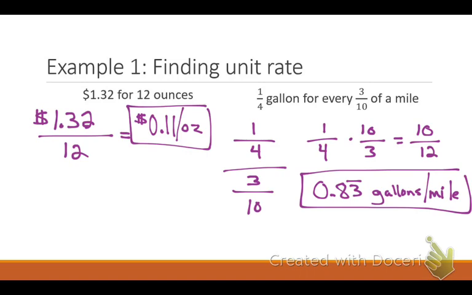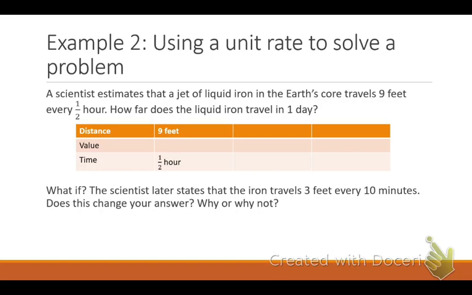Okay, any questions? Any questions on example 1? All right, now let's do example 2. In example 2, we're using unit rate to solve a problem. So we've got to find the unit rate, and we use that unit rate to solve a problem. You need to write the table.